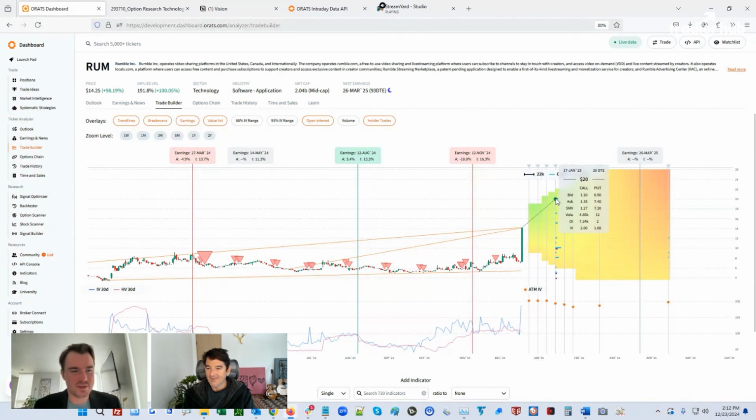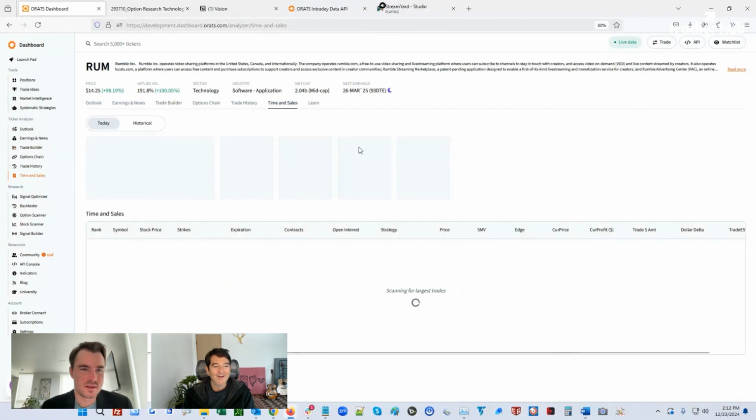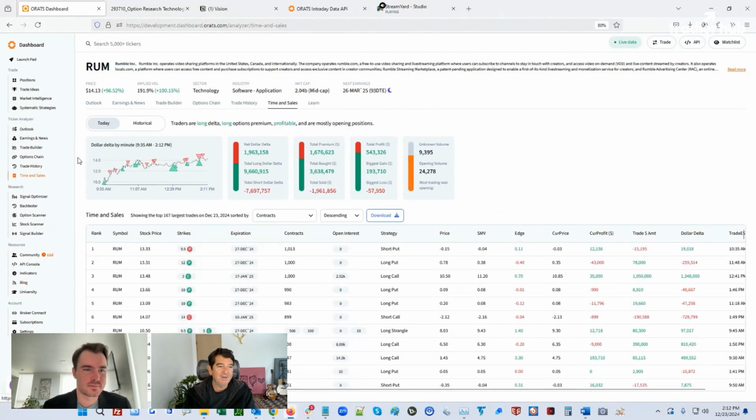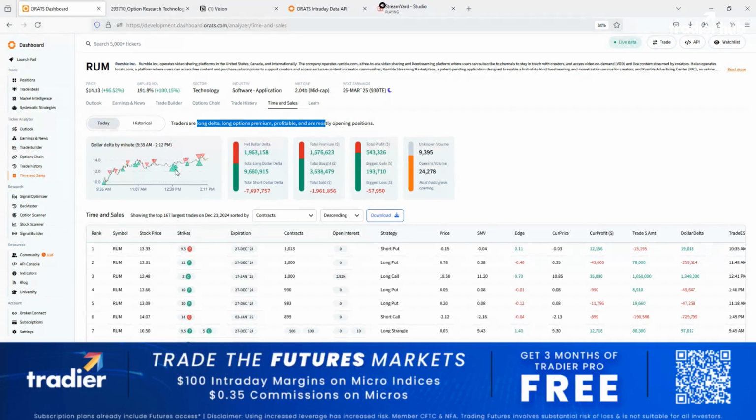What would be interesting to look at here is the time and sales. We can look at it historically. Actually, really good point. Let's see if anyone knew about it. So let's go to time and sales. I click on time and sales, and it keeps Rumble live. Now this is today, of course. Today people are still getting long, right? Some lucky soul bought at around $10. These are long deltas, these green upward triangles.